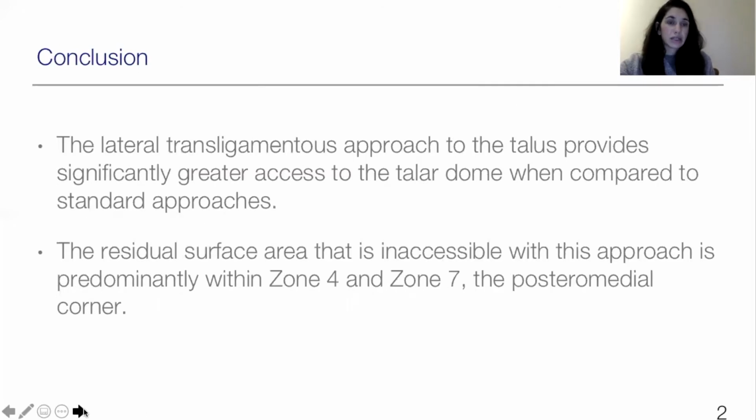In conclusion, the lateral transligamentous approach to the talus provides significantly greater access to the talar dome when compared to standardly described approaches. It is clear that the residual surface area that is inaccessible within this approach is predominantly in zone 4, and almost in its entirety in zone 7, which represents the posteromedial corner of the talus.